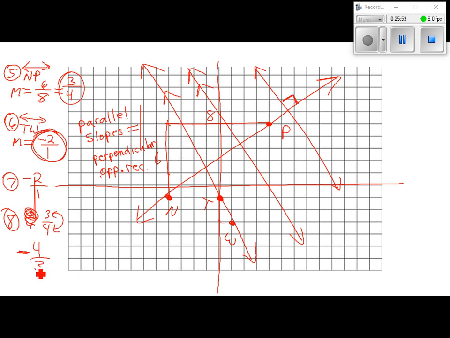So negative 4/3. The negative could be written out front, it could be written on top, or it could be written on the bottom. Any of those will work. Don't put a negative on both of them. So don't write negative 4 over negative 3. That's something completely different. It's a completely different answer, so that's our answer. One of those three.